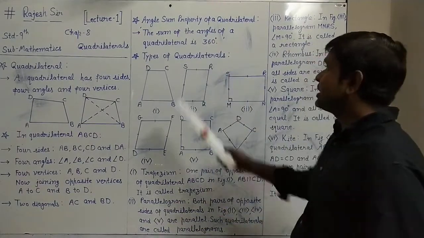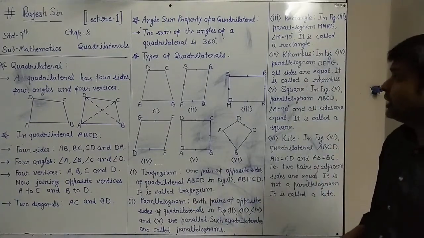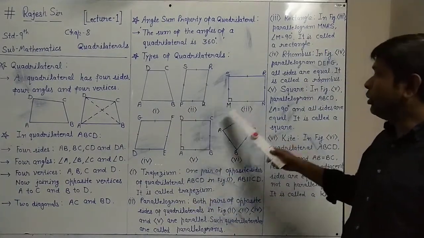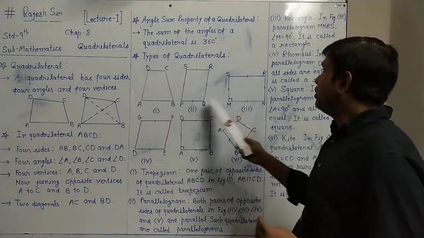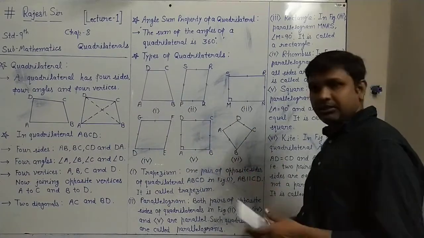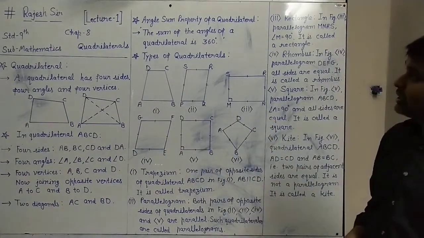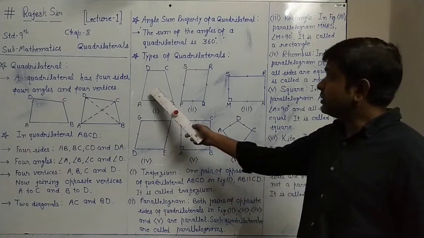Now next is types of quadrilateral. To understand it, we have drawn the 6 figures here, and all are quadrilaterals. You can see they have 4 sides. All have 4 sides, 4 angles and 4 vertices. And we will see how many types they are. So the first figure is this.